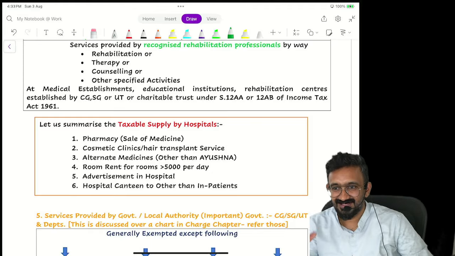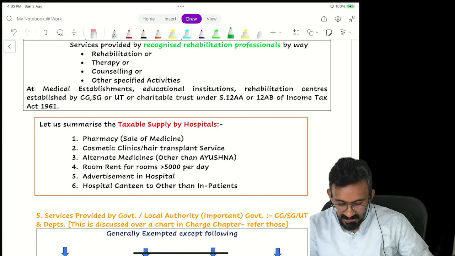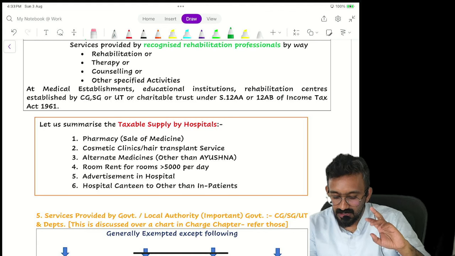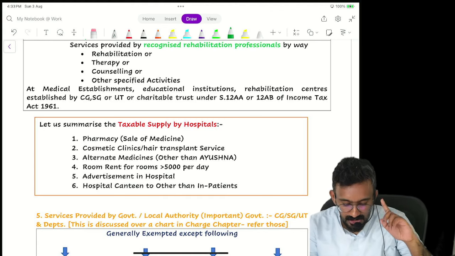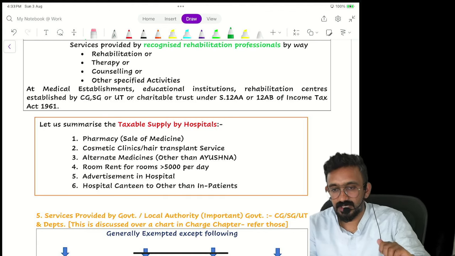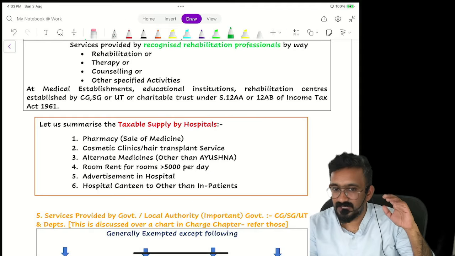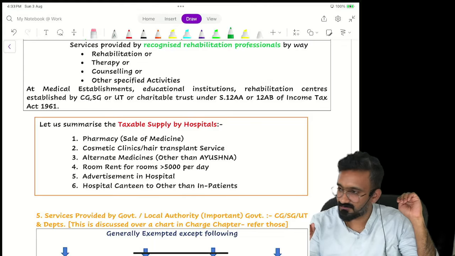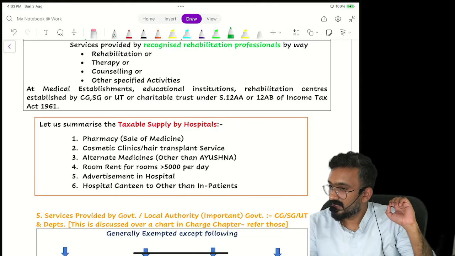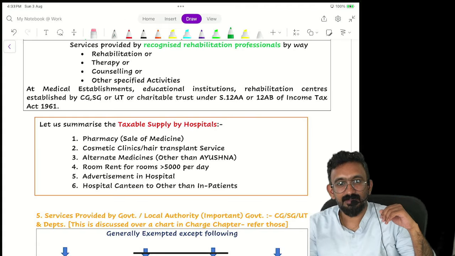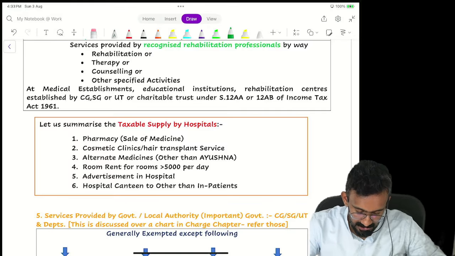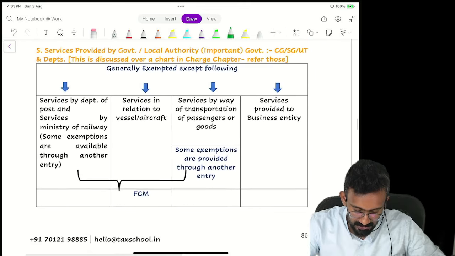Therapy. Their therapy charges, taxable or exempt? It would be exempt if it is done in a medical establishment, educational institution, rehabilitation center by government, or charitable trust. Only in these places, if it is done, it will be exempted. Understanding? Suppose an online platform is giving you therapy, psychologist, would it be taxable or exempt? It would be taxable. It is not done in a medical establishment, educational institution, etc.